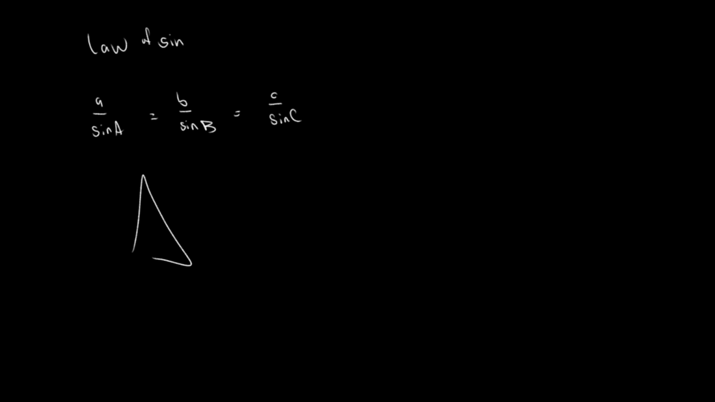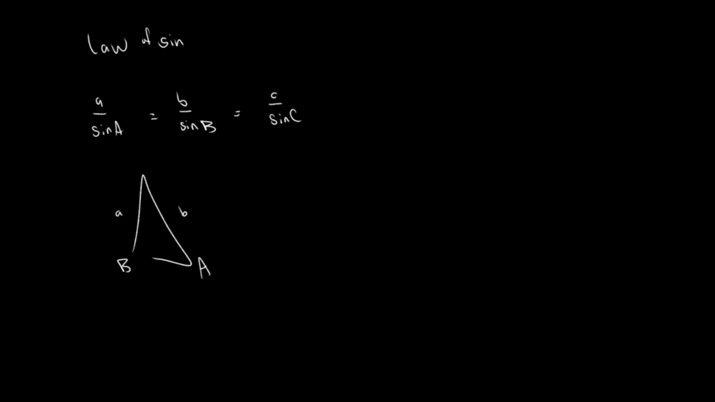Well, let's understand the law of sine and the law of cosine. The law of sine tells us that a over sine A is equal to b over sine B, which will therefore be equal to c over sine C. In this video, I'm going to attempt to explain what's happening with the laws, and afterwards I'll make another video on some examples.